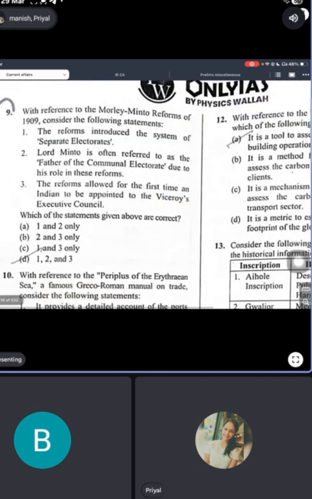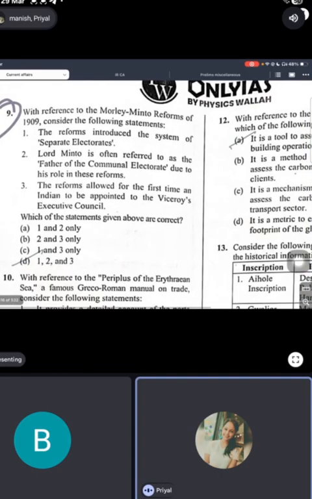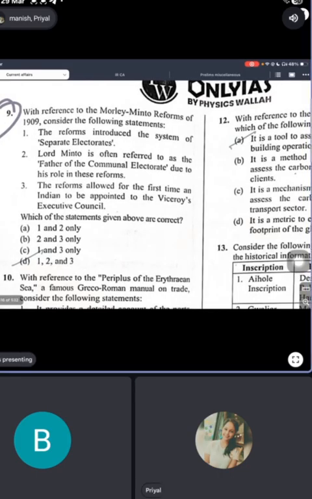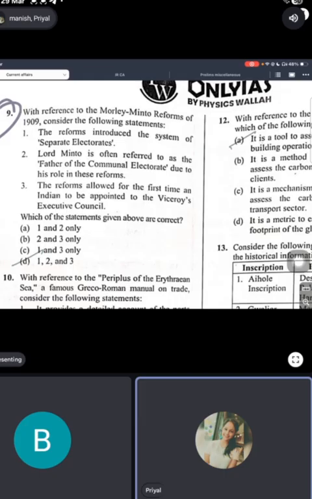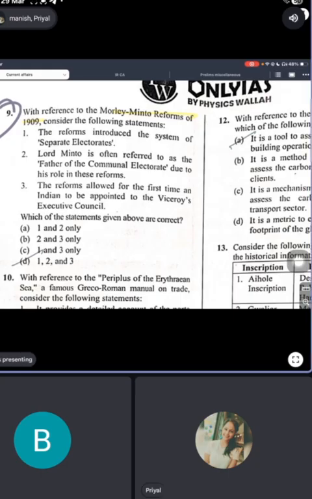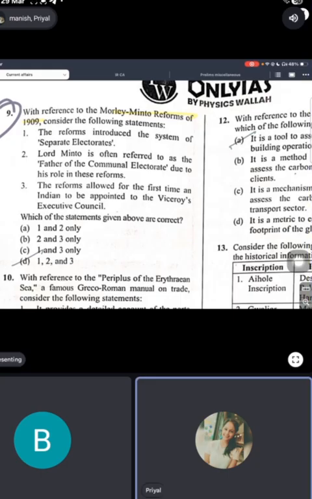Read this question. With reference to the Morley-Minto reforms of 1909, consider the following statements. The reforms introduced the system of separate electorates. Lord Minto is often referred to as the father of communal electorate due to his role in these reforms. The reforms allowed, for the first time, an Indian to be appointed to the Viceroy's Executive Council. See, first is correct.